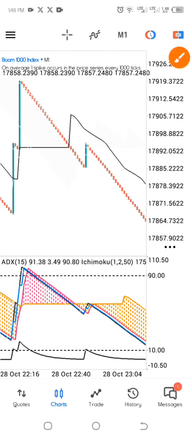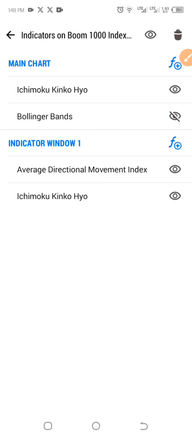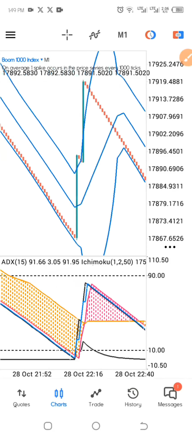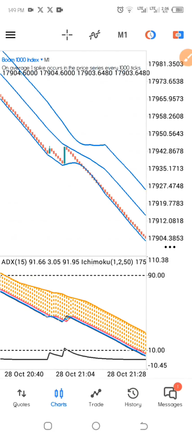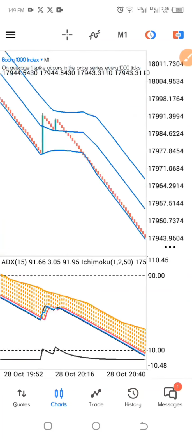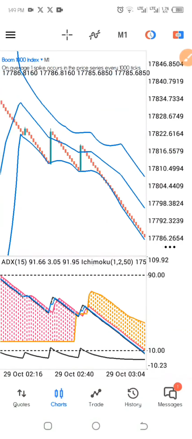So that is how we sell with this strategy. Okay, so now let's talk about how you buy with this strategy, which means how you are going to catch spikes. What you are going to do is turn the Bollinger Bands on and turn the Ichimoku off. So go back and we are going to see that the Bollinger Band is already activated.